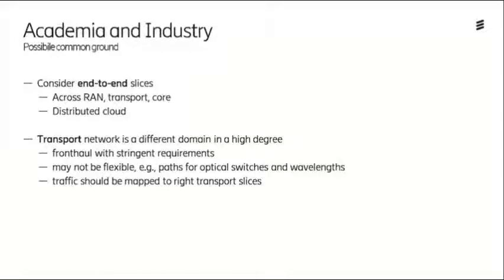You could have a good cloud execution environment. You could also have great slice configurations, but if you are not checking the requirements in the fronthaul, you will be in a bottleneck, and it's not going to work well. So the transport network is maybe a different domain compared to the others. We should not take it for granted.